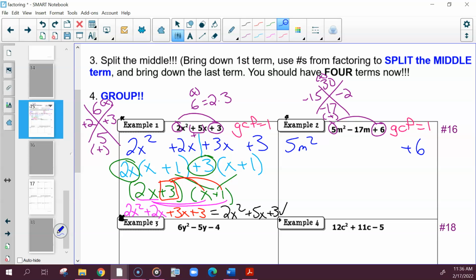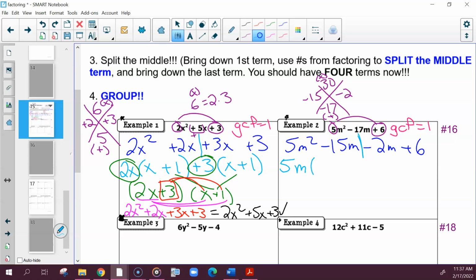Does not matter how I write negative 15 and negative 2. We just have to make sure we have our variable. So negative 15m minus 2m. Split it down the middle. What could we divide out of the first two? 5. Is that the only thing? Number-wise, that's the only thing. What about variables? And m.